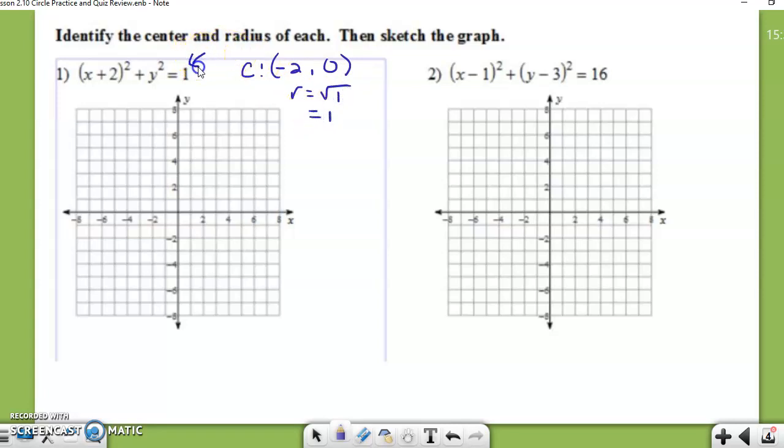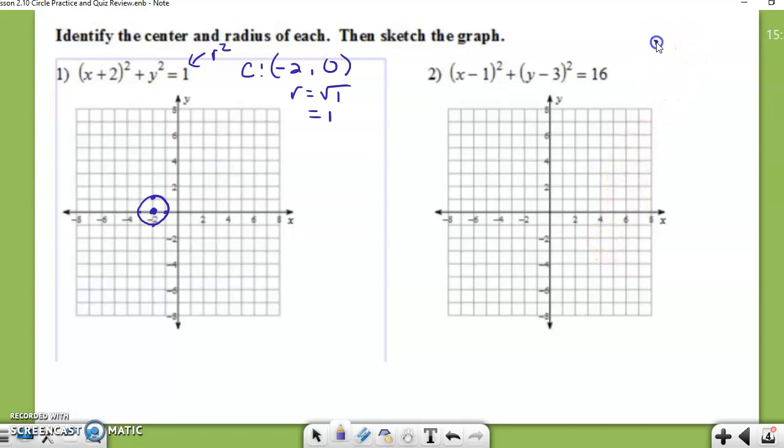Remember, this right here is r squared. So I'm going to take negative 2, 0. And then from my center, I'm going to count a radius of 1 out on each side. And we're going to graph it. Okay. I think these are pretty simple.